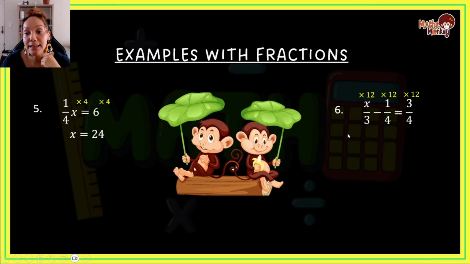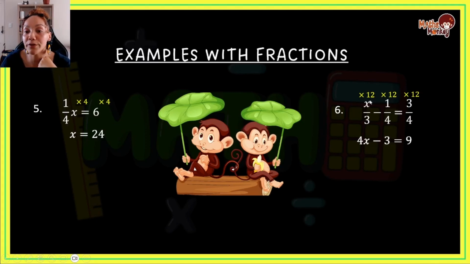So if I take this term and I multiply it by 12, then 12 divided by 3 gives me 4, and then the 4 multiplied by the x gives me 4x. Then 12 divided by 4 is 3, and then negative 1 times 3 gives me the negative 3. And then I've got 3 divided by 4, 12 divided by 4 gives me 3, and then 3 times 3 gives me the 9.